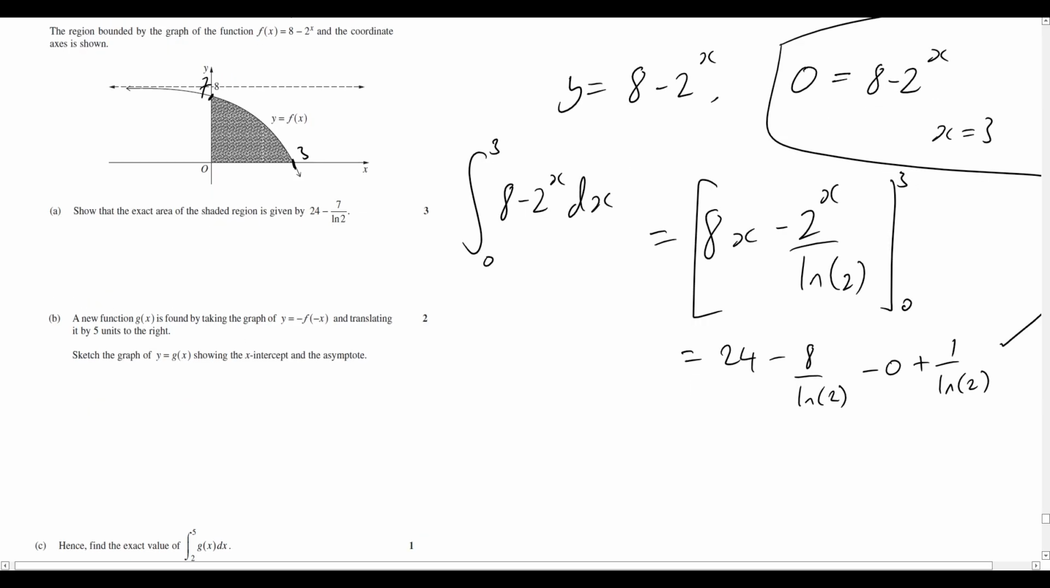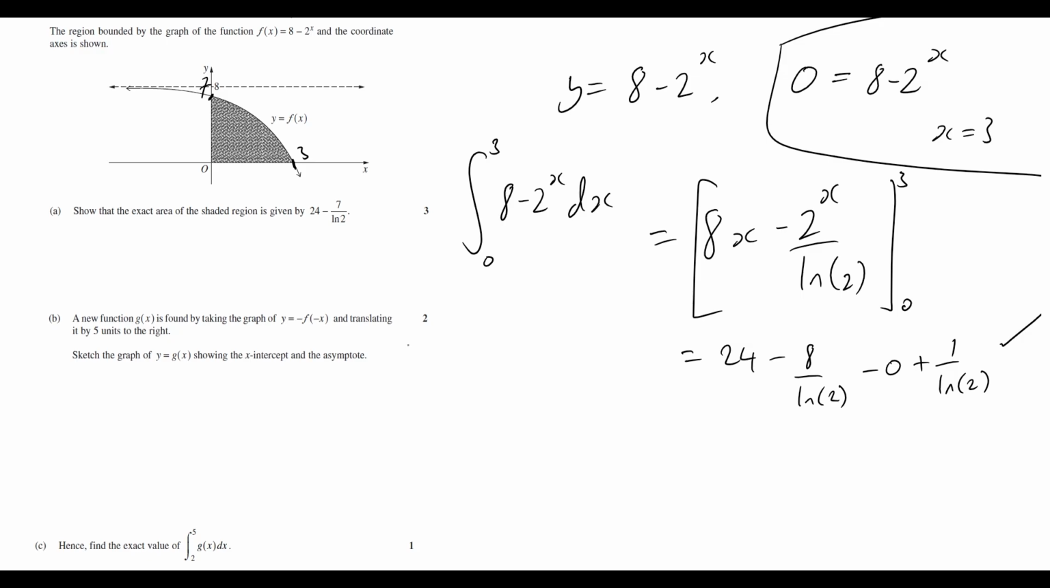Okay, part B. A new function g of x is found by taking the graph of y equals minus f of minus x and translating it by 5 units to the right. Sketch the graph of y equals g of x, showing the x-intercept and the asymptote. Okay, so what does that mean for us now? So let's think about what our equation has changed into. x is now replaced by minus x. We've made the whole function negative, and we're also translating it 5 units to the right.